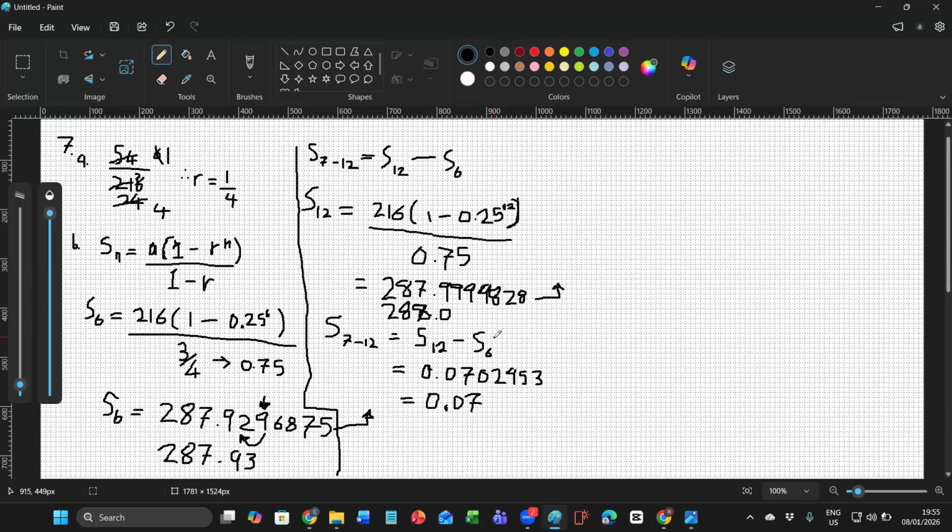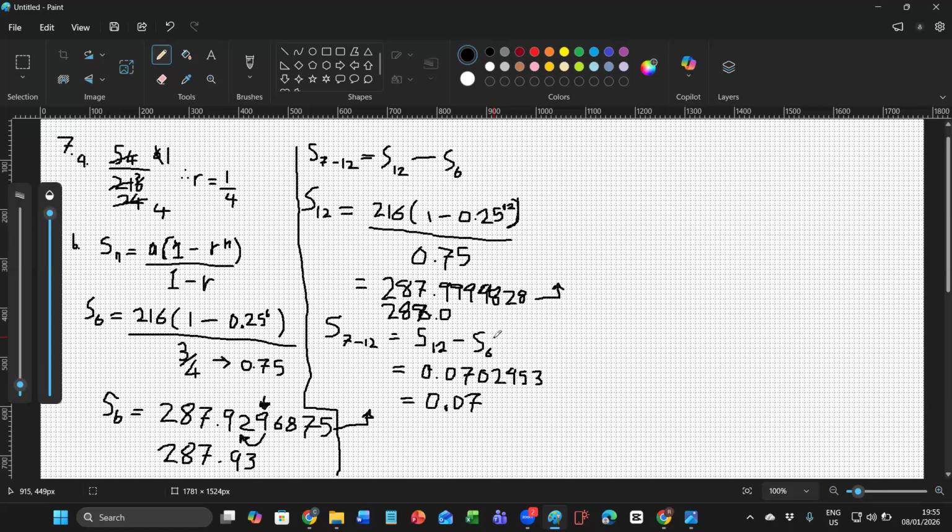Really, even with the 288 minus... yes, 287.93. Yes, the same answer. So I feel like, anyway, that's the way they calculated their own. Because we use different calculators, so the rounding used to be different.